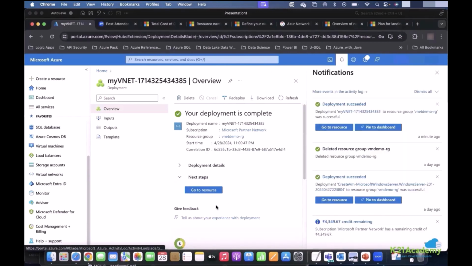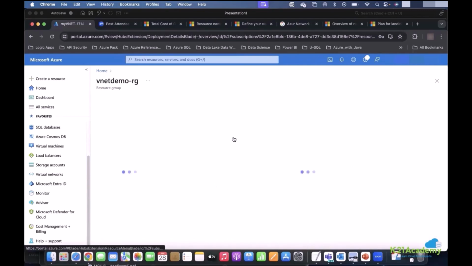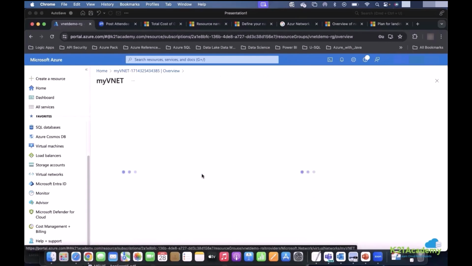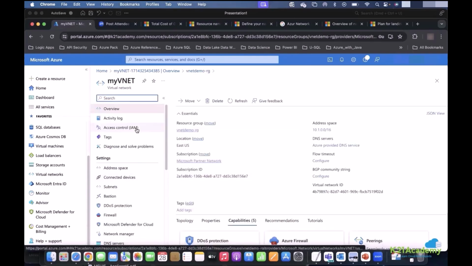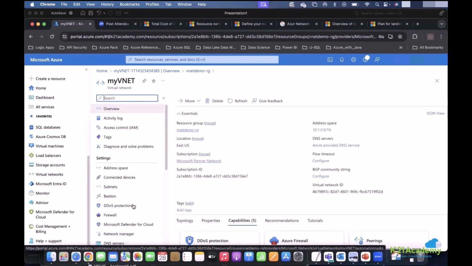telling us the current state of your resources. Once the resource is deployed, you can directly go to the resource, or else you can click on the resource group. This is your resource group. Here you will see that my VNet is the resource available, and under this my VNet you have some options available from a networking point of view.